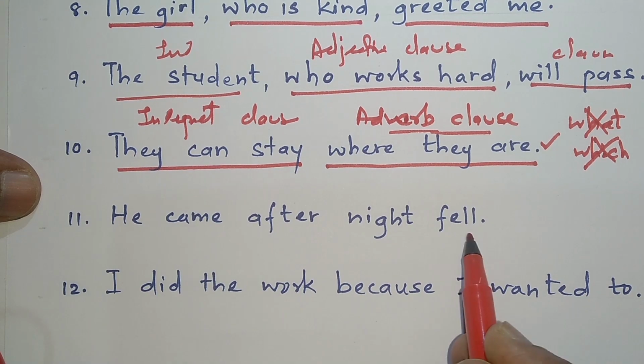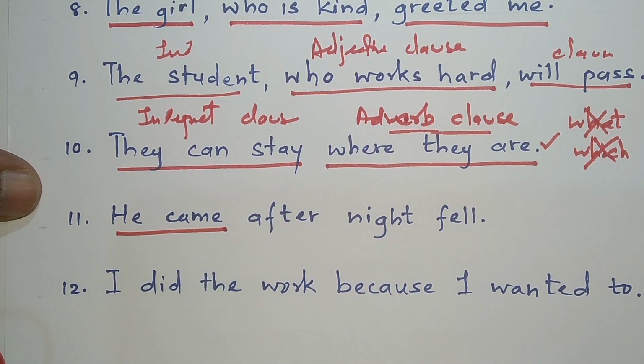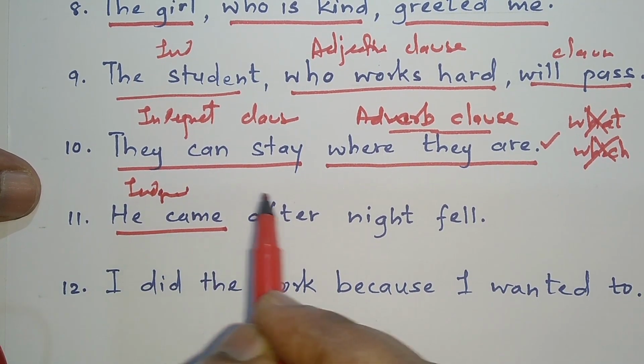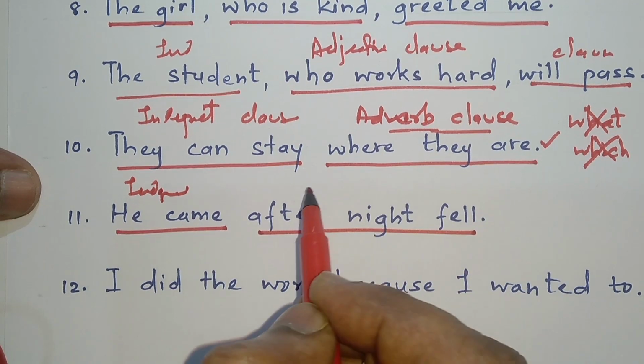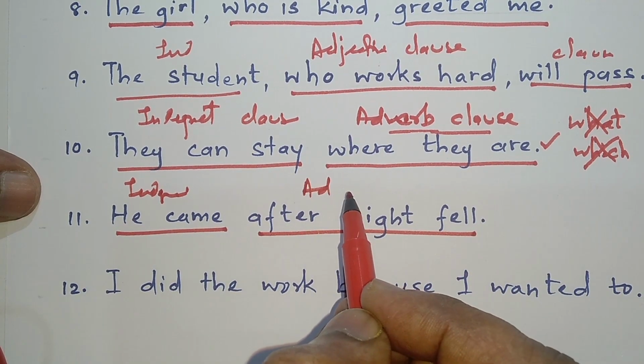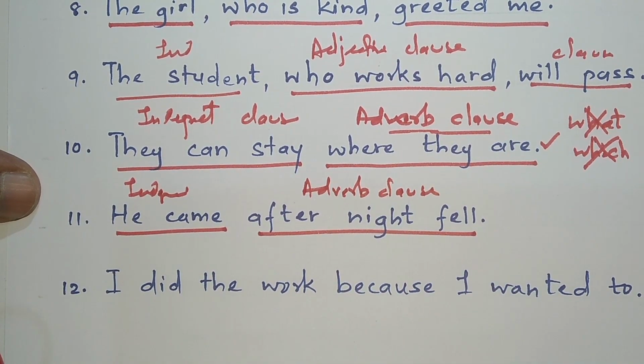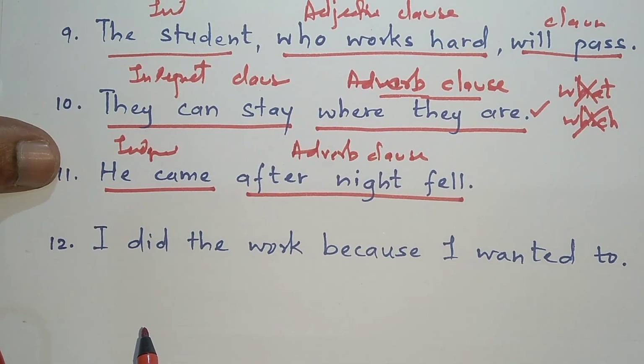He came after night fell. He came. He came what? After night fell? No, you're not getting the answer. He came. There is no noun over here. So therefore, obviously, he came is the independent clause. First of all, let's write that. And after night fell is neither a noun nor an adjective clause. It's an adverb clause. Let's take up the last sentence.